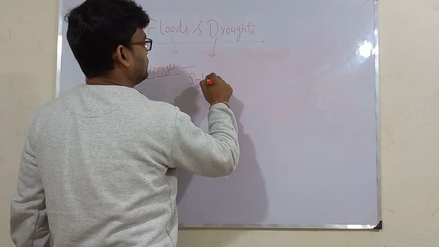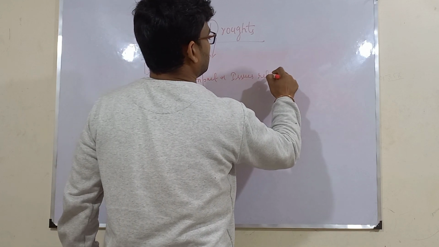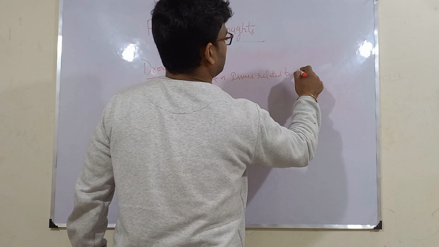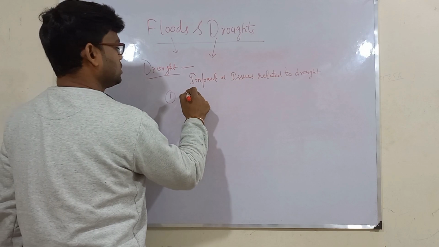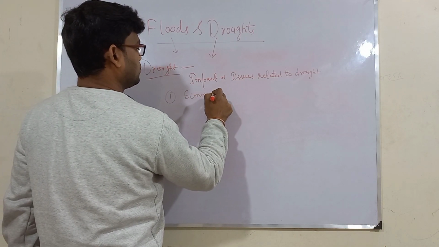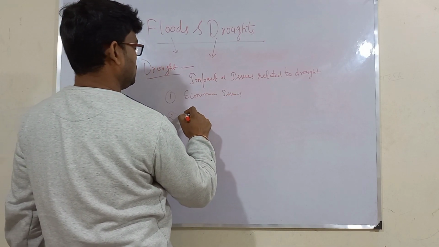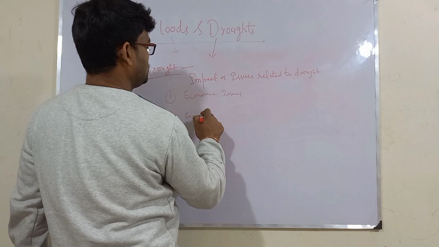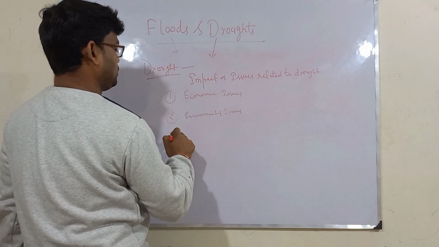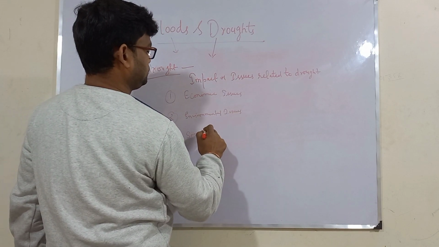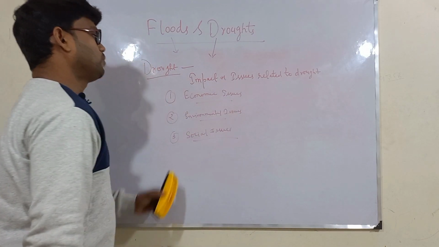Impact or issues related to drought. Now again there will be three types of issues. First one is economic issues. Second will be environmental issues. And third one will be social issues. Now, what are economic issues?